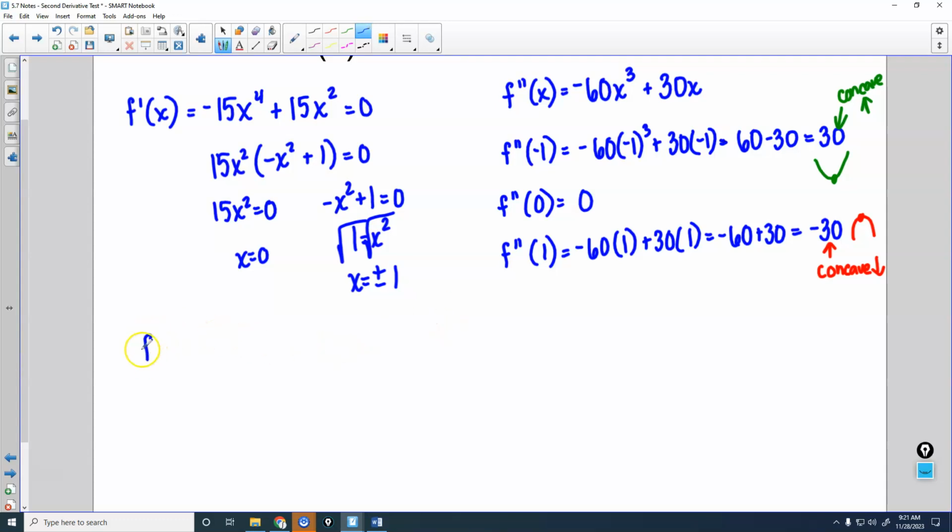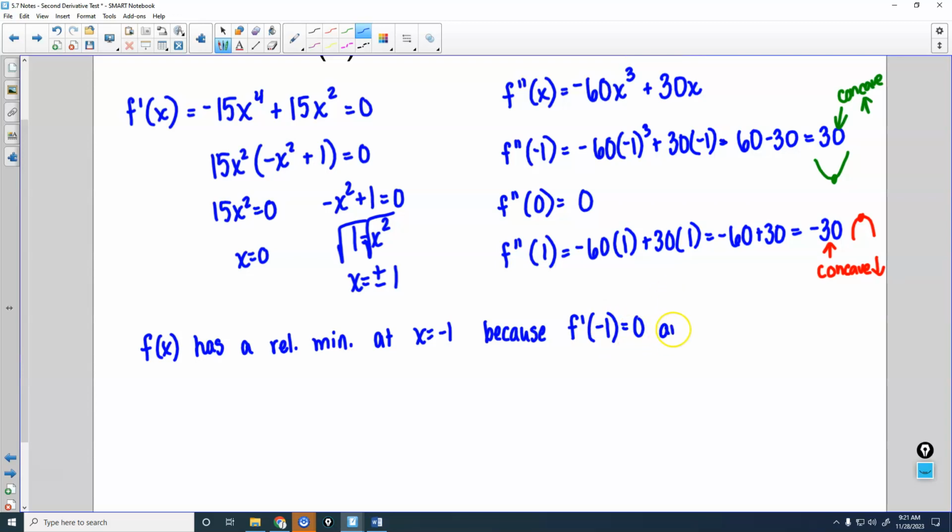So we would say f of x has a relative minimum at x equals negative 1, because, for the second derivative test, the two things that have to be true are: you have to have the first derivative at that point, so f prime of negative 1 has to equal 0, and the second derivative, so f double prime of negative 1 has to be positive or negative. In this case, it is positive, which means that you're going to have a relative minimum.